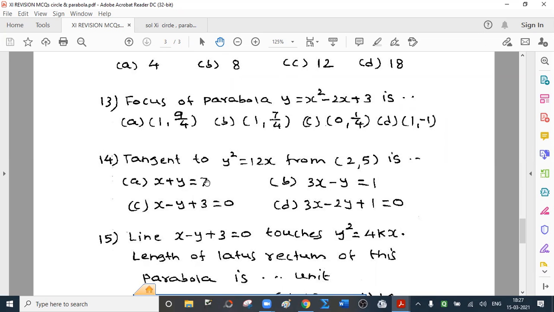2 plus 5, 7. So A can be the correct option. 6 minus 5, 1. B can be the correct option. Then 2 plus 3, 5 minus 5, 0. C can be the correct option. What about D? D cannot be the correct option. So the competition is between A, B and C.